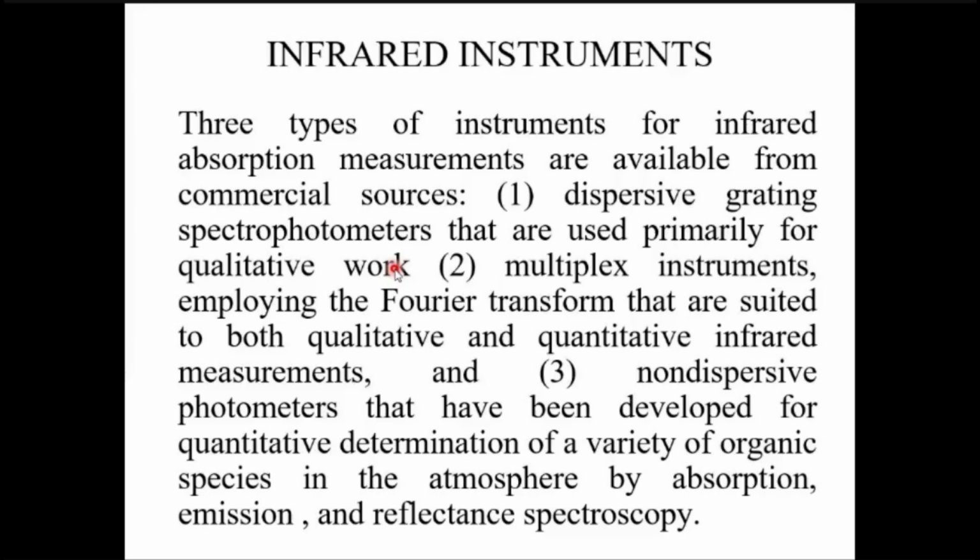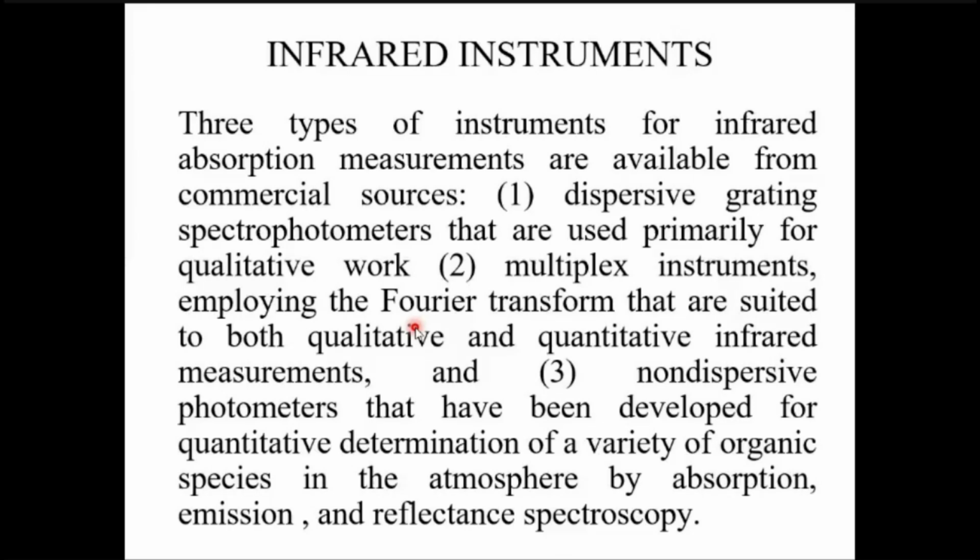Then there is the second type, multiplex instruments employing Fourier transform that are suitable for both qualitative and quantitative infrared instruments. Now you have studied FTIR in your BPharm. So this is the second type of instrument. There are no monochromators used here. Instead of that, what you have is something called Fourier transform.